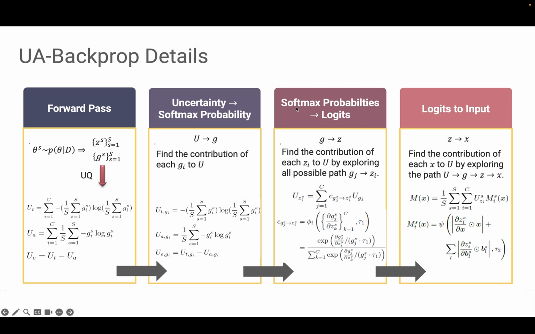Then we do a back propagation step from the softmax probability to the logits, G to Z. The goal of this step is to find the contribution of each Z_i to U by exploring all possible paths from G_j to Z_i. You can see here the contribution of each Z_i to the uncertainty is the aggregation of all possible paths. Each coefficient here is quantified by the gradients, specially designed gradients. Finally, we do a back propagation step from logits to the inputs, and combined with the previous steps, we can find the contribution of each pixel to the uncertainty by exploring the whole path here. If you want to know more about the equations, you can refer to our paper.